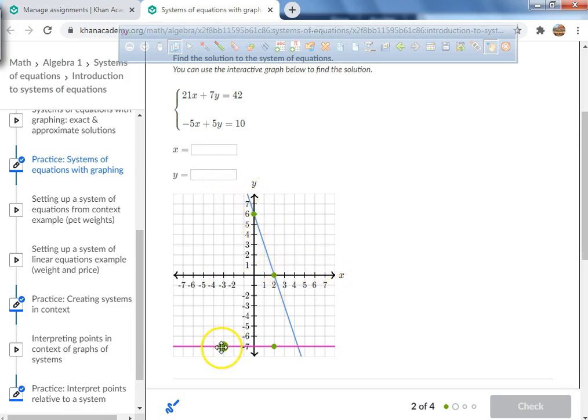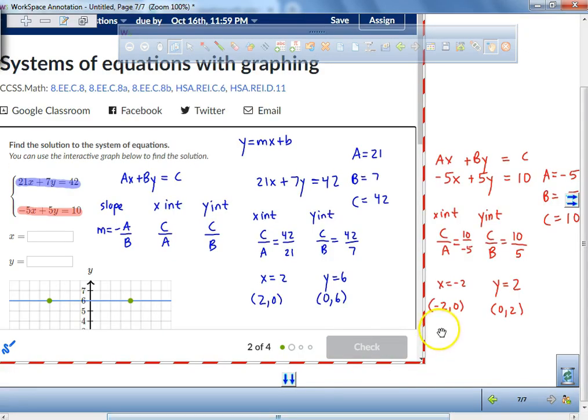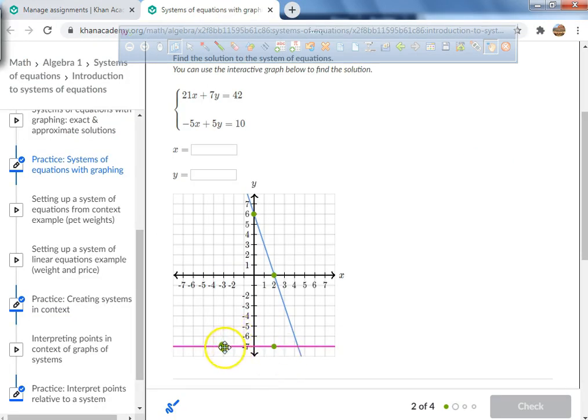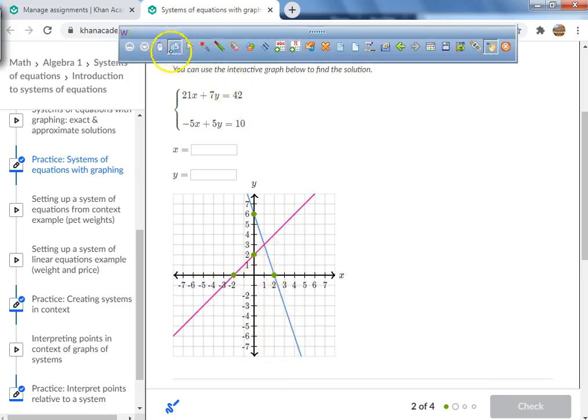I know it's not red, but let's take this magenta-looking line right here. What was my x-intercept for that? Negative 2, 0, and 0, 2. So I'm going to go right over here. I'm going to put negative 2, 0. I'm going to put 0 and a 2. Cool. Now look, we graphed these perfectly.